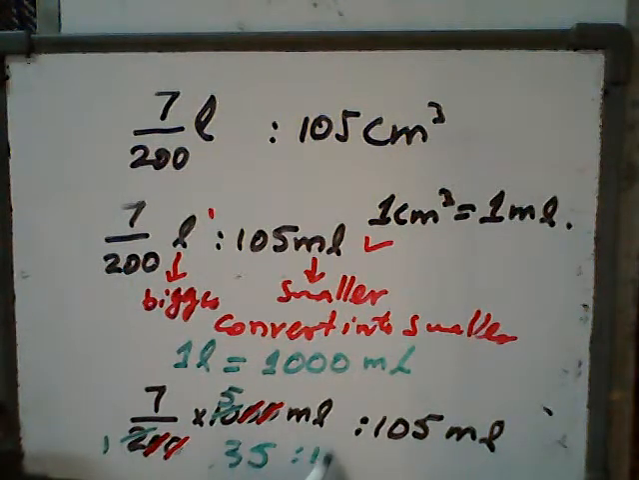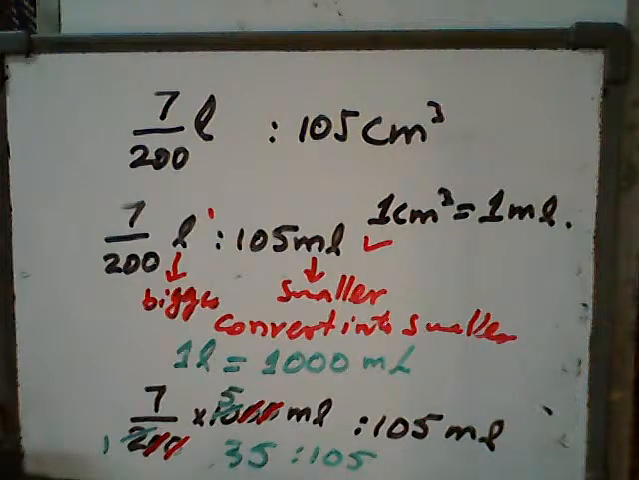35 ratio 105, milliliter and milliliter. So now we can simplify it. With the table of 7, it could be simplified, both of them. So we'll be writing it as 7 5s are 35 and 7 1s are 7 and 7 5s are 35. 5 and 35.